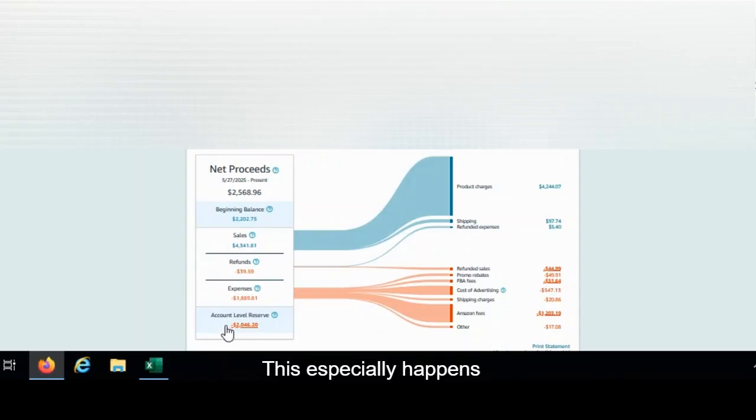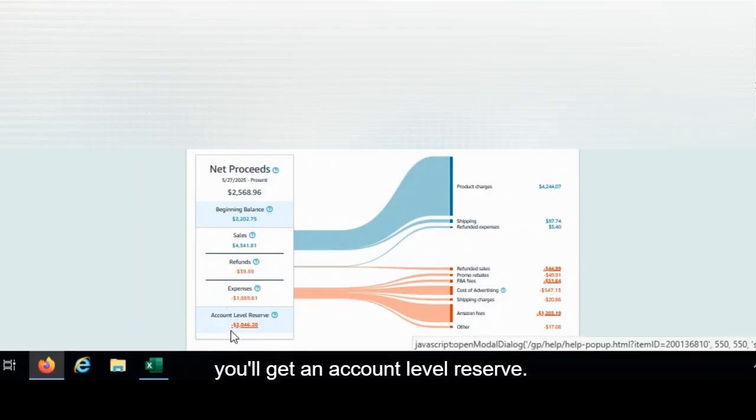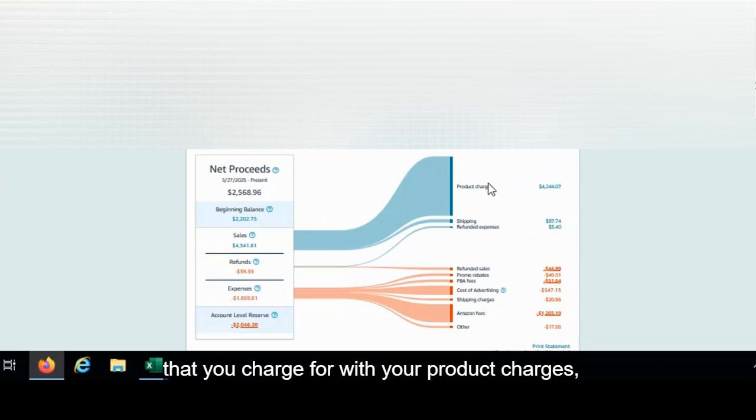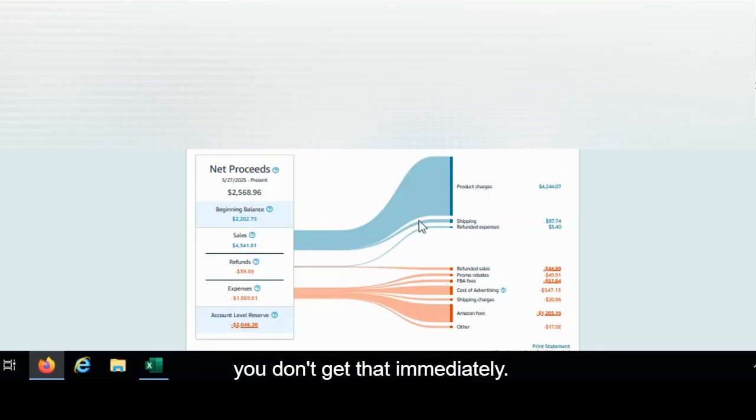This especially happens whenever you have an explosion in sales, a very high amount of sales, you'll get an account level reserve. You don't get the money that you charged for with your product charges, you don't get that immediately. A lot of it will get placed into account level reserve.